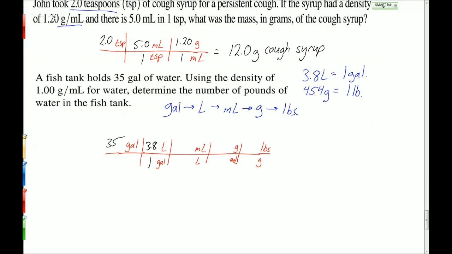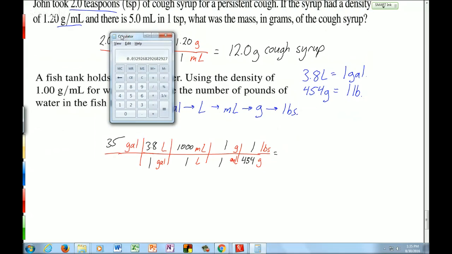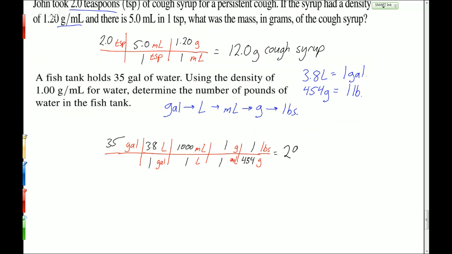35 and 3.8 liters for a gallon, 1,000 milliliters to a liter, 1 gram for a milliliter, and 454 grams for a pound. Calculate that out. 35 times 3.8 times 1,000 divided by 454. I'm ignoring all the ones because anything multiplied or divided by 1 is just the same as itself. So that tells us 293 pounds in that water. All right.